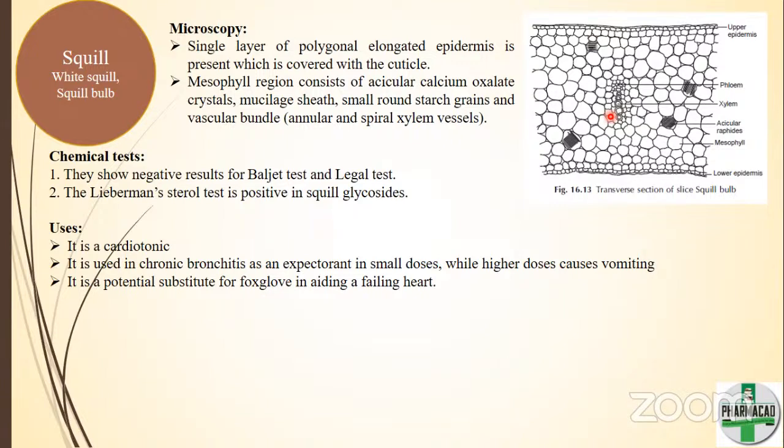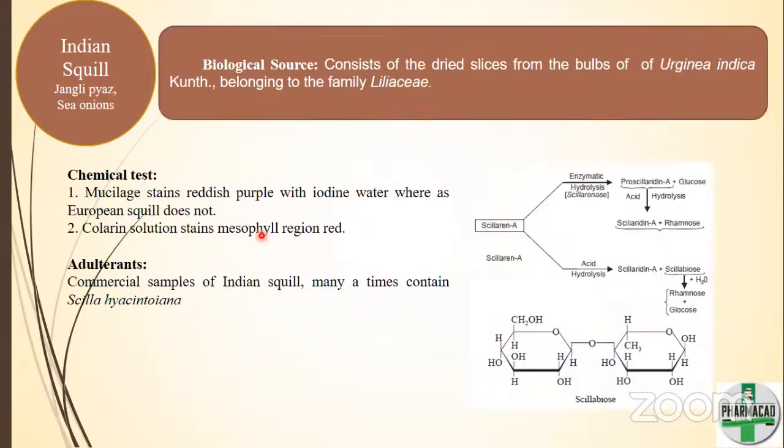Liebermann's sterol test is positive in case of squill glycoside. It is again a cardiotonic, used in chronic bronchitis as an expectorant in small doses, while higher doses will cause vomiting. It is a potential substitute for foxglove in aiding a failing heart.